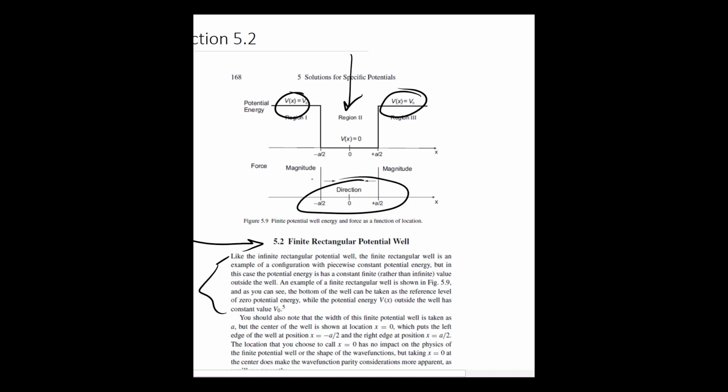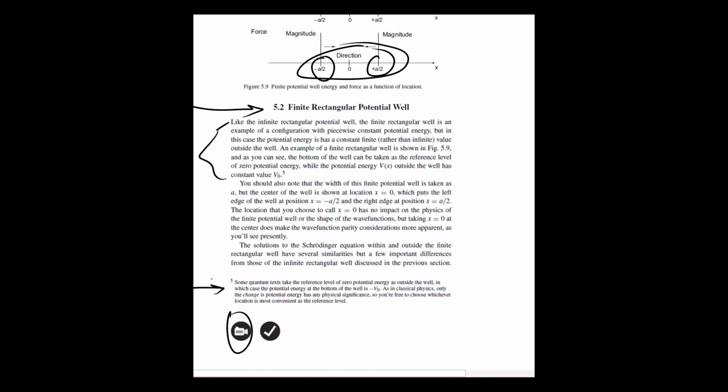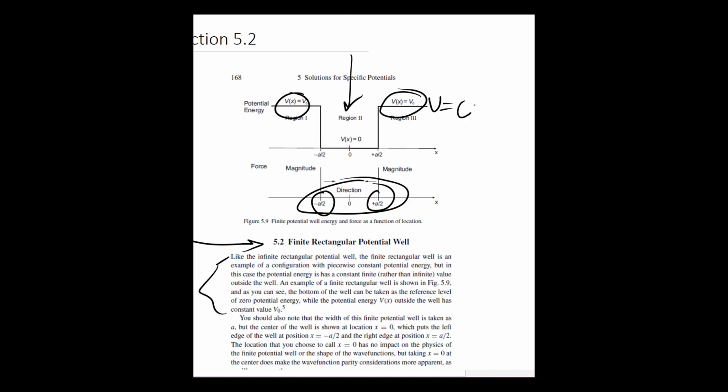I'll also point out that for reasons of symmetry, we've set the middle of the well to x equals 0, so the well still has width little a, but it goes from minus little a over 2 to positive little a over 2. There's a footnote here that in some quantum texts, they'll take the V equals 0 level to be the region outside the well, and they'll write V equals minus V0 here at the bottom of the well. But remember, it's only the change in potential energy that matters, and in both cases, the difference between the top and the bottom of the well, that is V top minus V bottom, is V0.